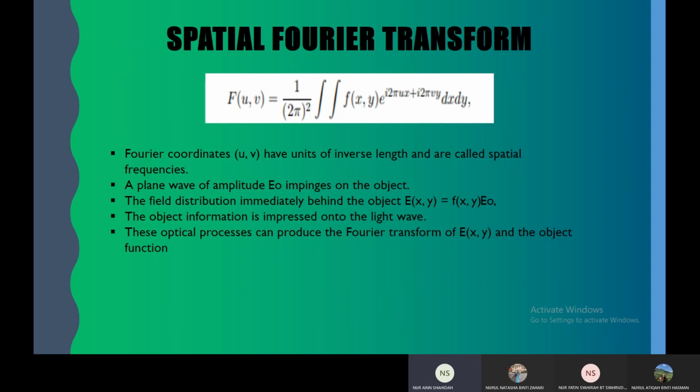Secondly, the spatial Fourier transform calculation. The Fourier coordinates have units of inverse length and are called spatial frequencies. A plane wave of amplitude E0 impinges on the object. The field distribution immediately behind the object is E(x,y) = f(x,y). The object information is impressed onto the light wave. This optical process can produce the Fourier transform of E(x,y), the object function.